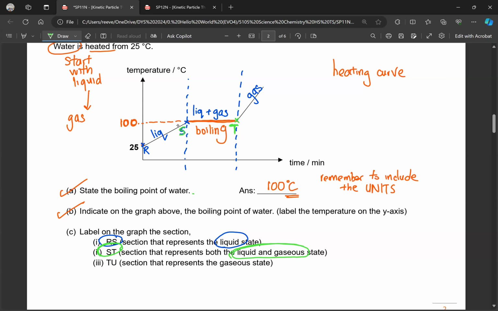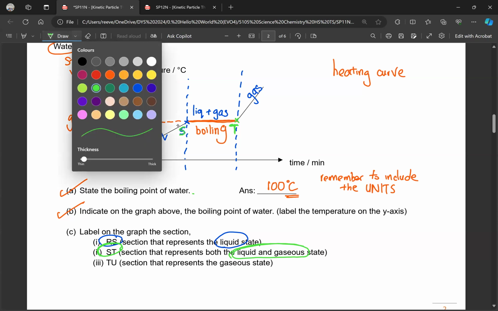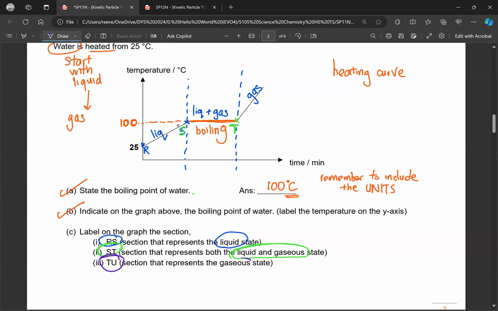Okay, next one, TU. Let me change a different color. Let's choose purple. TU is only gas. So I see that this is T and that will be U. Because TU is representing gas, so T starts from there and U is at the very end of the graph. Any question? So I repeat that this is a heating curve. To be more exact, it's a boiling curve.